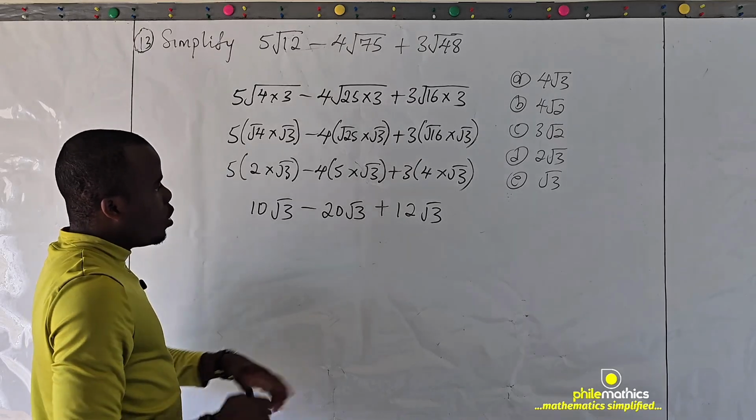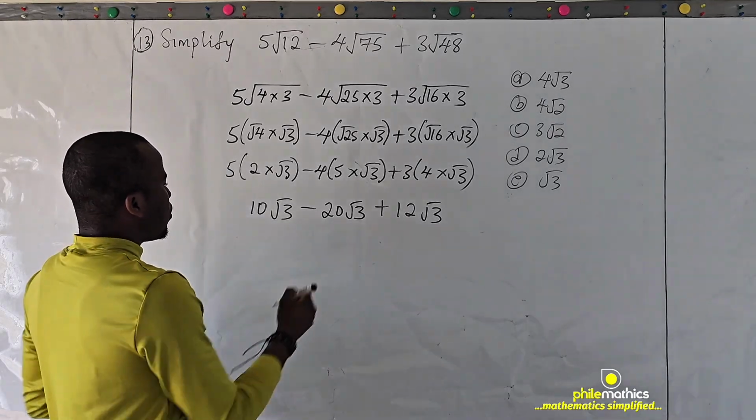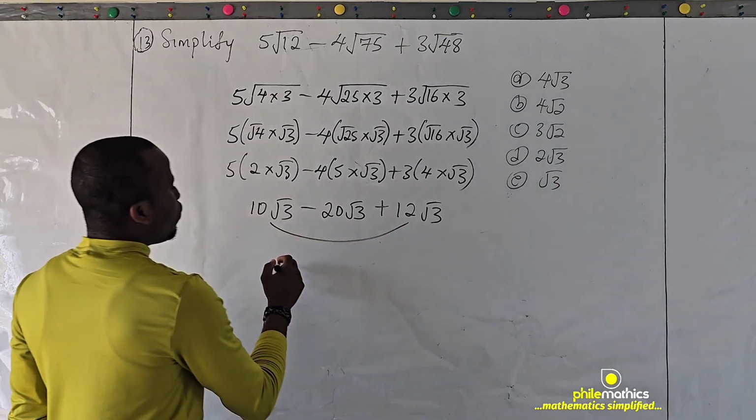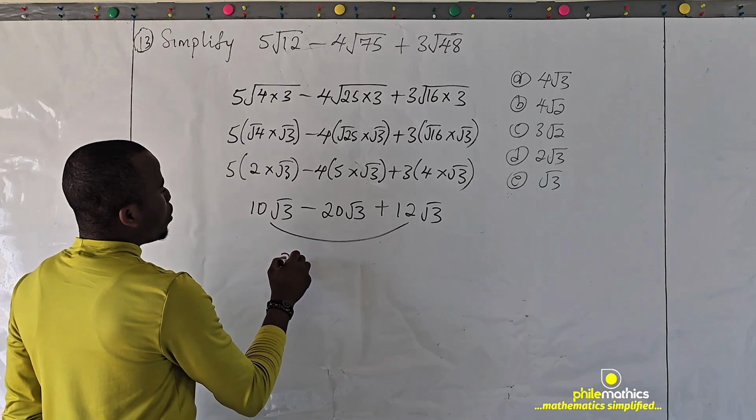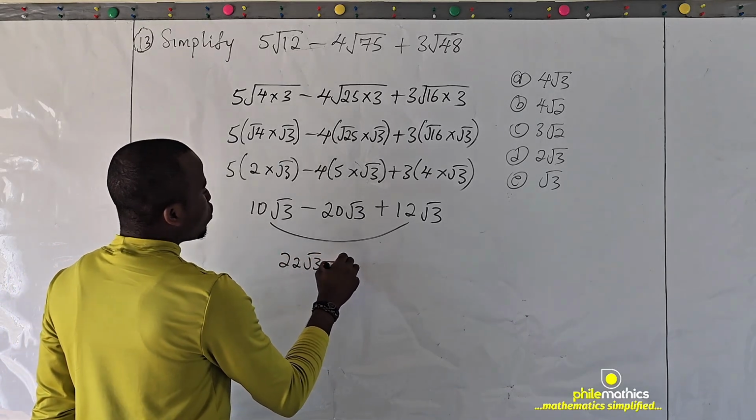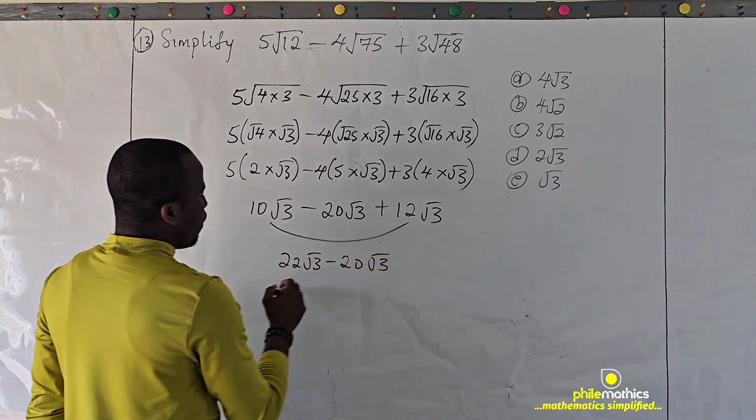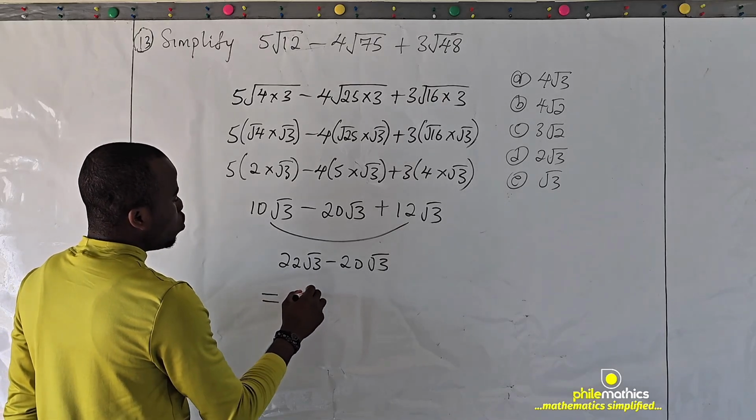And so we can easily add and subtract. 10 plus 12 root 3 is 22 root 3, minus 20 root 3. And finally, this is simply 2 root 3.